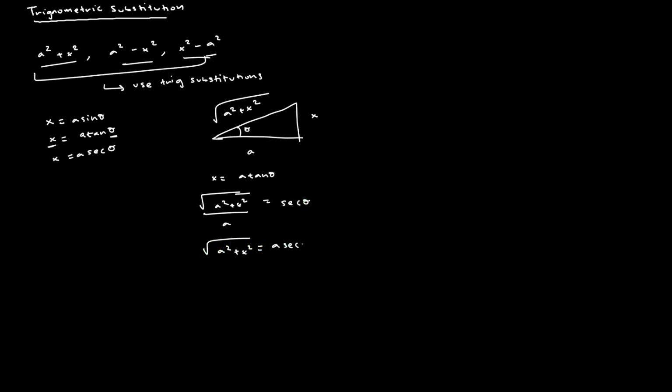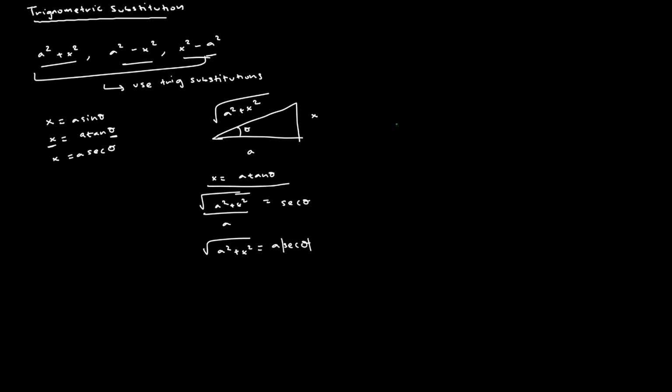So notice, and this should be the absolute value of secant theta because we have the square root. We now have a new substitution for a squared plus x squared, and that's just a squared secant squared theta, with this substitution of x equals a times tangent theta.